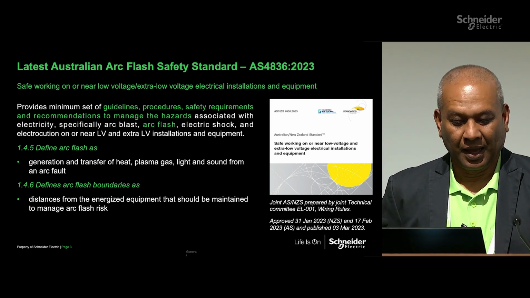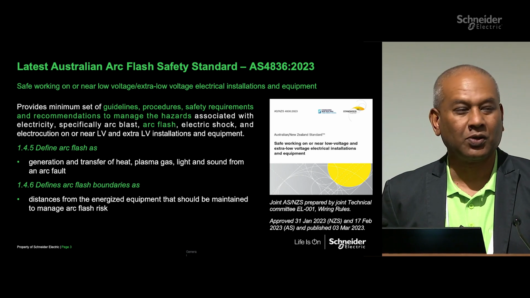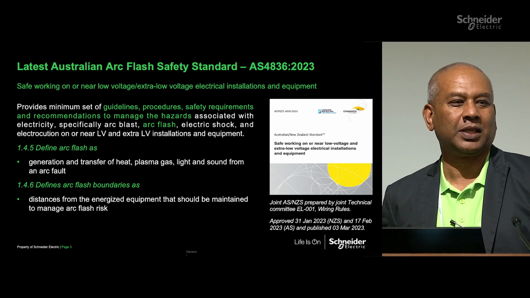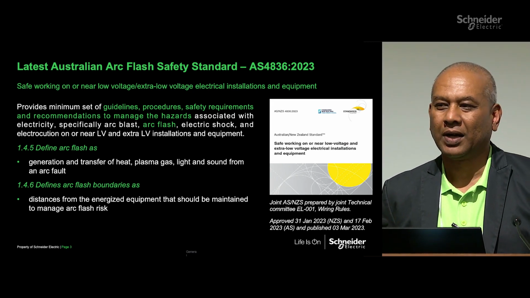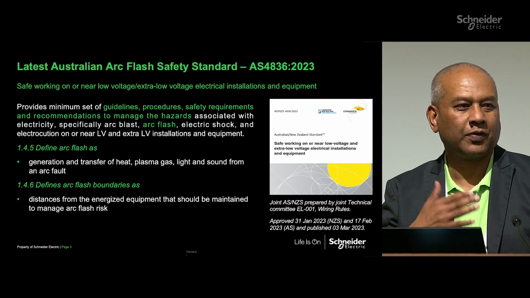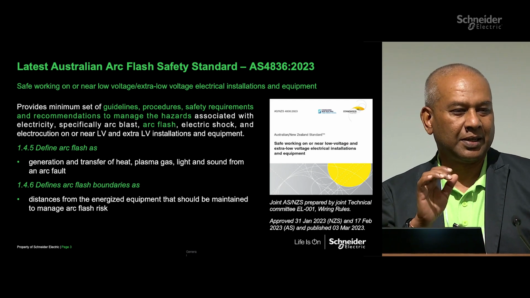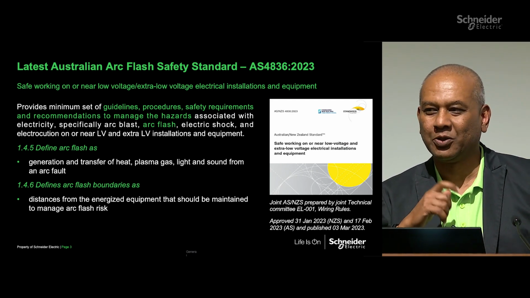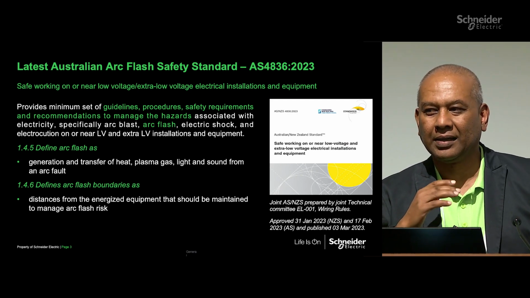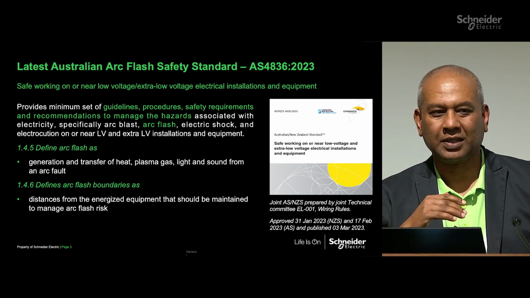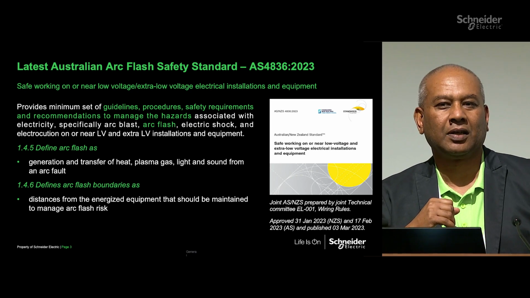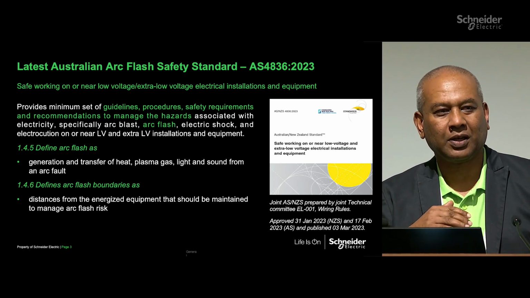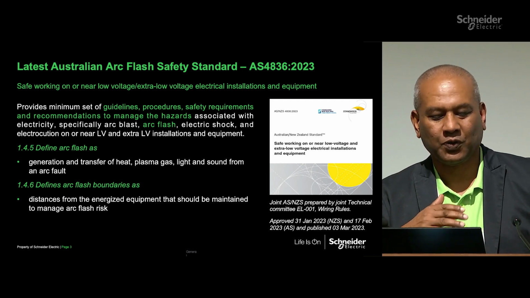So like I said, AS4836 is a low voltage standard on safe working on or near low voltage. And it has an appendix B, which is entirely devoted to arc flash. So the standard covers a number of topics, and arc flash is in appendix B. It's not a hard standard, like the standard doesn't say that you must, but it is a guideline and a recommendation, and you can use this to mitigate arc flash risk on your high voltage, even low voltage networks, because what comes out of it is very useful for you to implement.